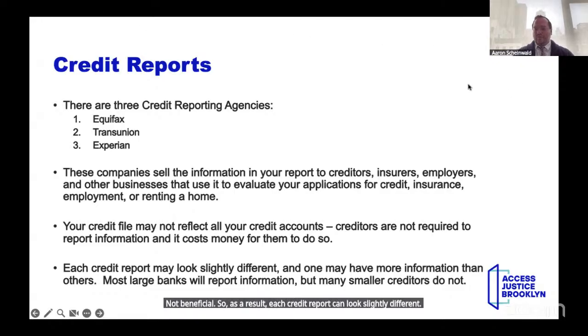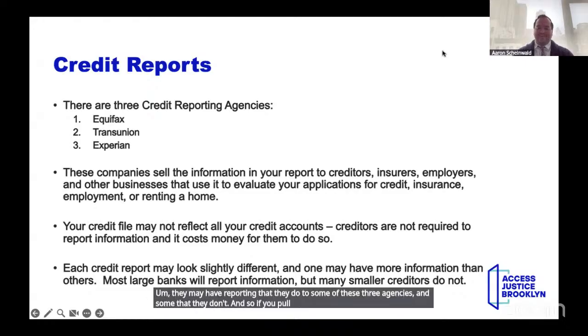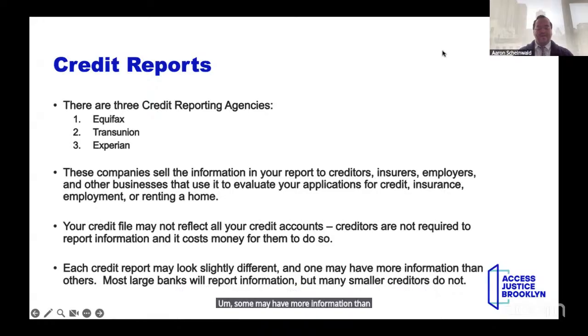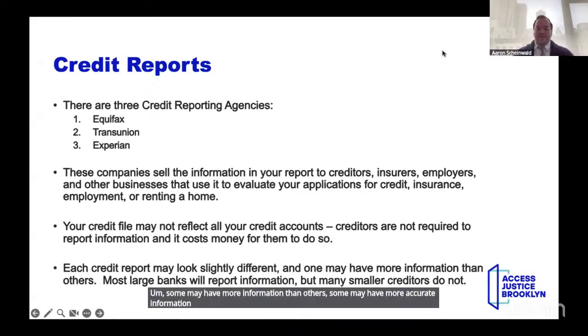Some credit reporting agencies, depending on the kind of credit that you have, certain credit card companies, for example, will focus more on certain companies than other companies. They may have reporting that they do to some of these three agencies and some that they don't. And so if you pull your credit reports from each of the three agencies, which we highly recommend that you do on an annual basis at minimum, they may look slightly different. Some may have more information than others. Some may have more accurate information than others.